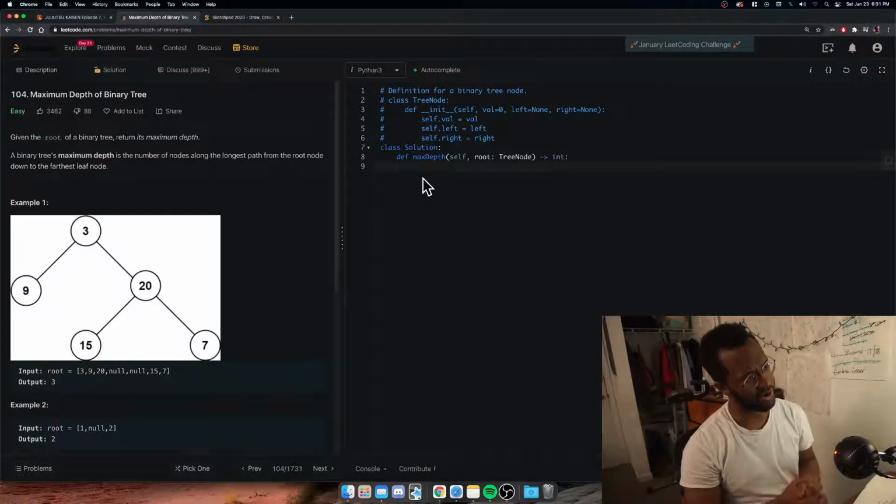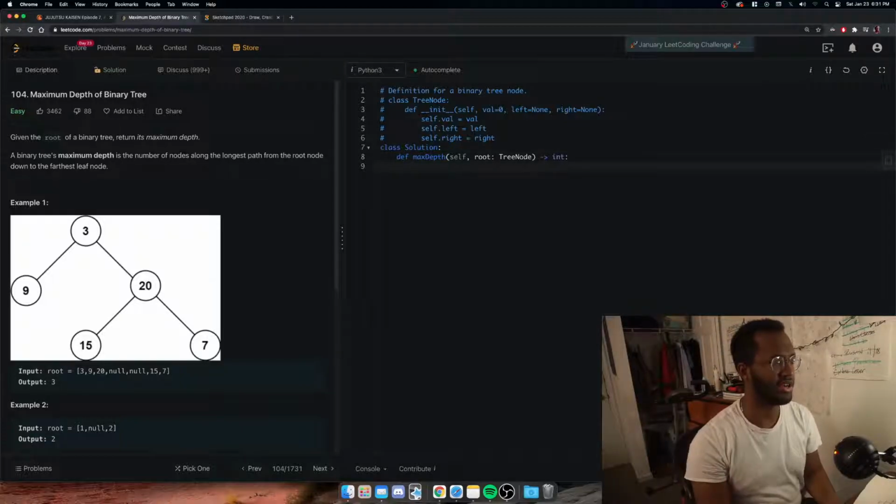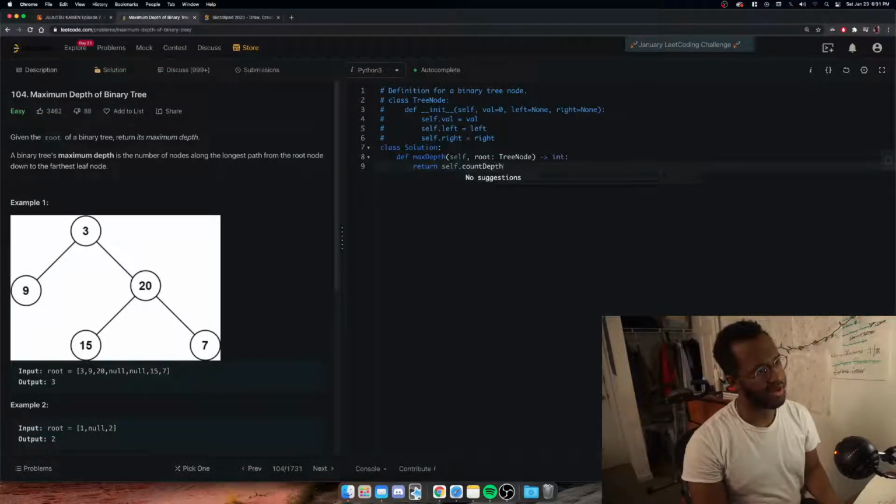So how do you solve this? To start, we're going to write a function. They gave us a function here, and I guess you could solve it with that, but it's just more intuitive to not solve it with that. We'll call it self.countDepth, and we'll just pass in the root.